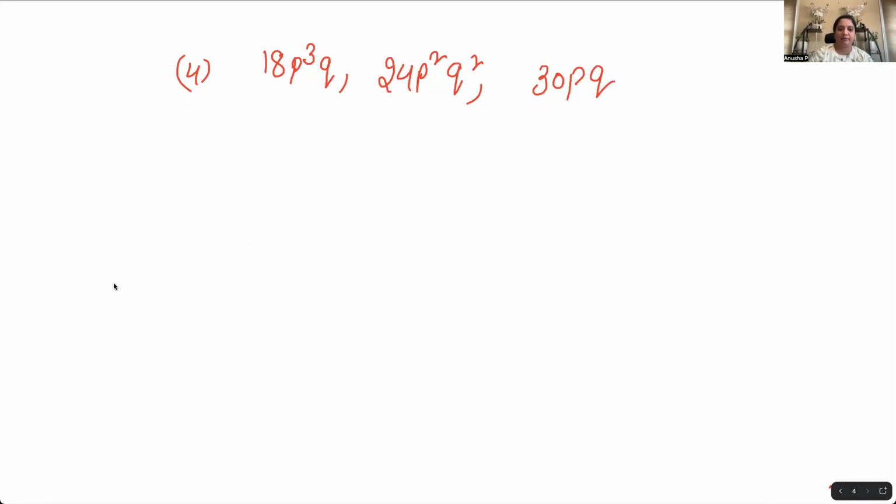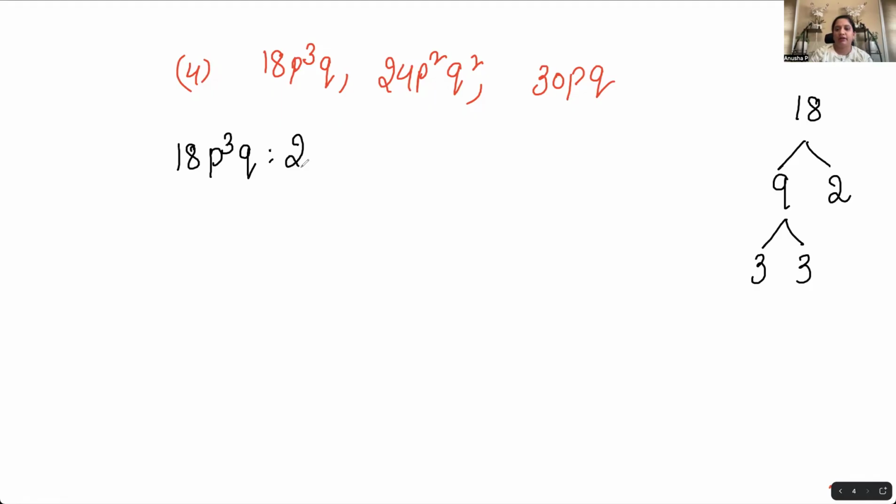Now the last example. Here we have three monomials. The first monomial is 18p cube q. So what are the factors for 18? We can write it as 9 times 2. Again, 9 is not a prime number. We are writing it as 3 times 3. So 18p cube q, we can write it as 2 times 3 times 3. Then it will be in prime factorization. P cube means it has 3 p's, so we will multiply p times p times p. And then we have q.